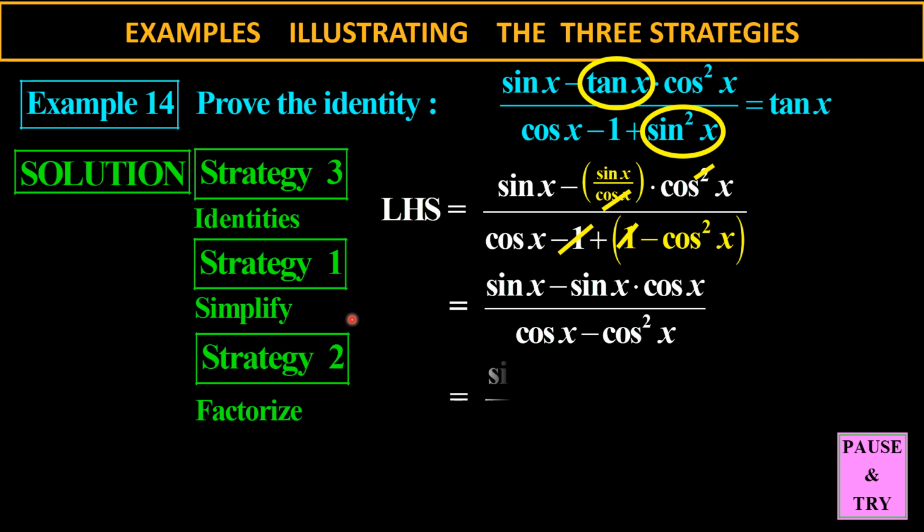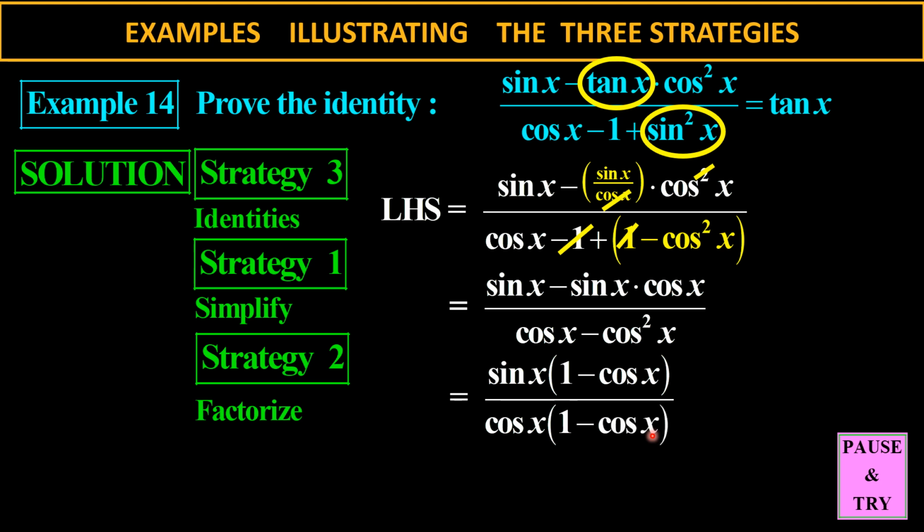So we factorize the numerator by taking out sine x, and I get 1 minus cos x. Take the denominator, I factorize it, I take out cosine x, I end up with 1 minus cos x as well. Okay, now again we go back. Strategy 1, we can cancel, right? We can cancel out the 1 minus cos x and the 1 minus cos x. It's obvious.